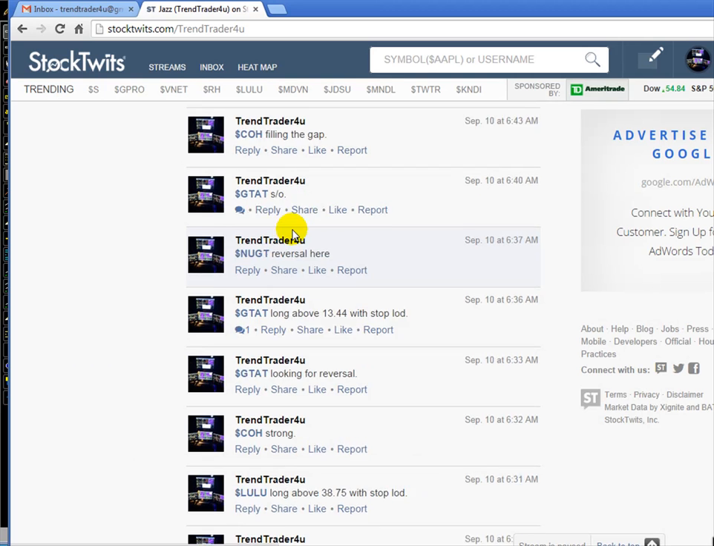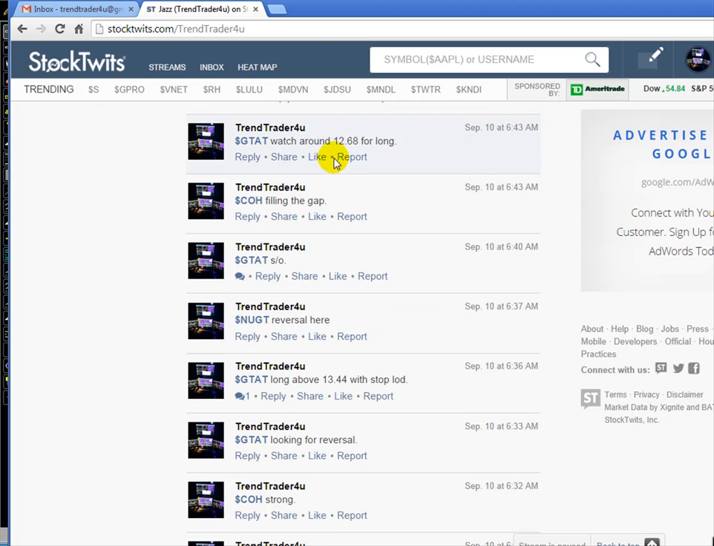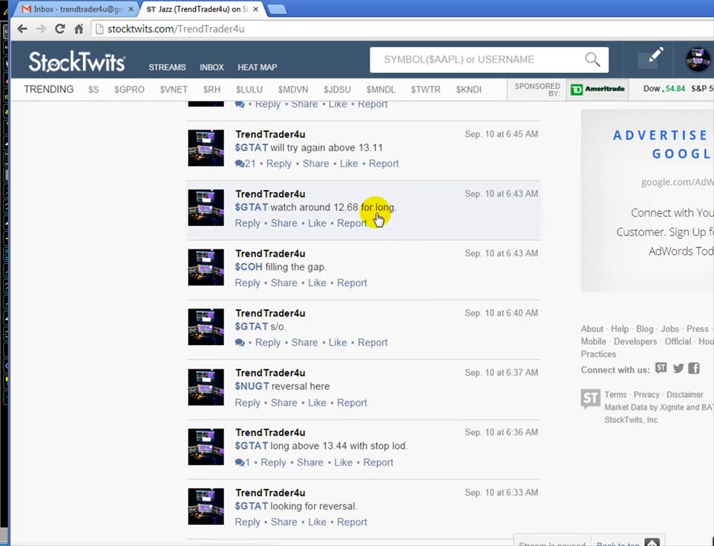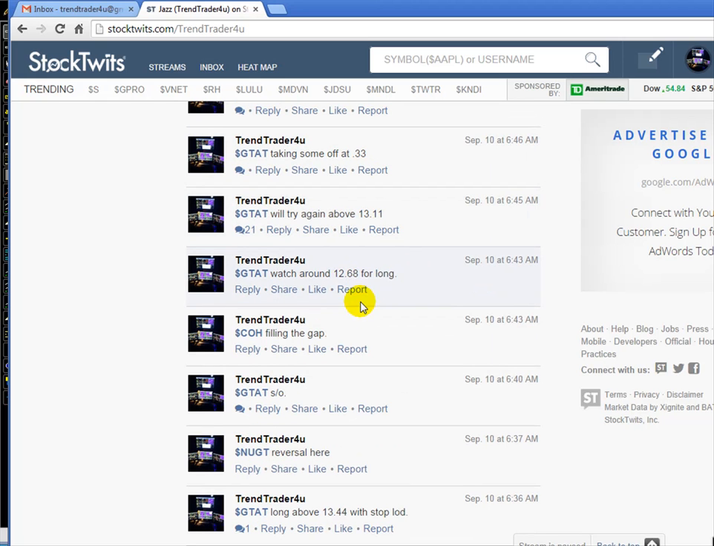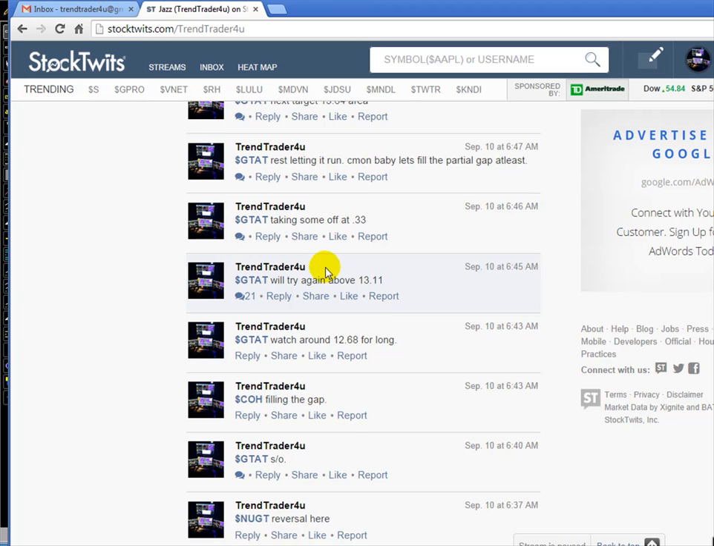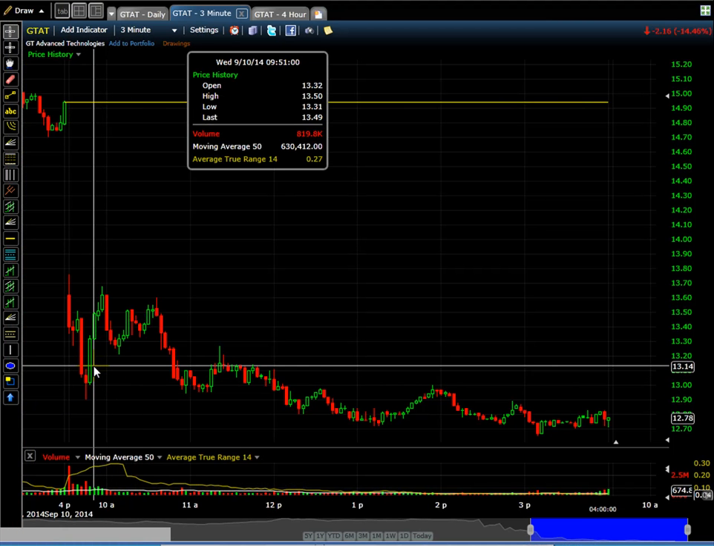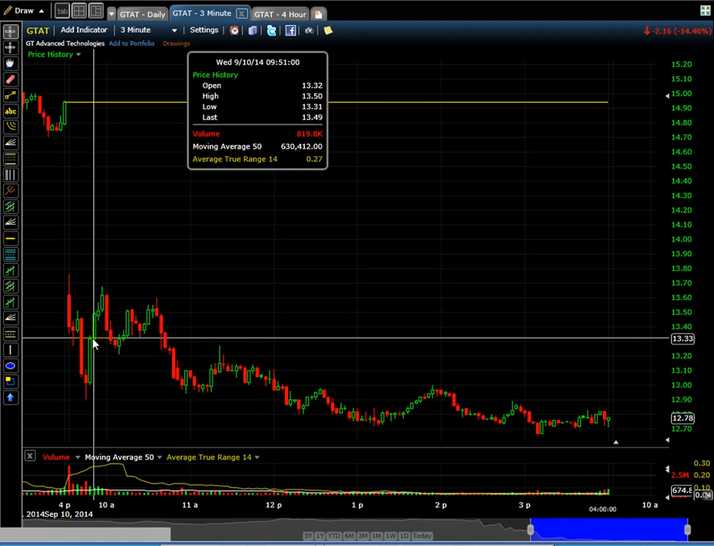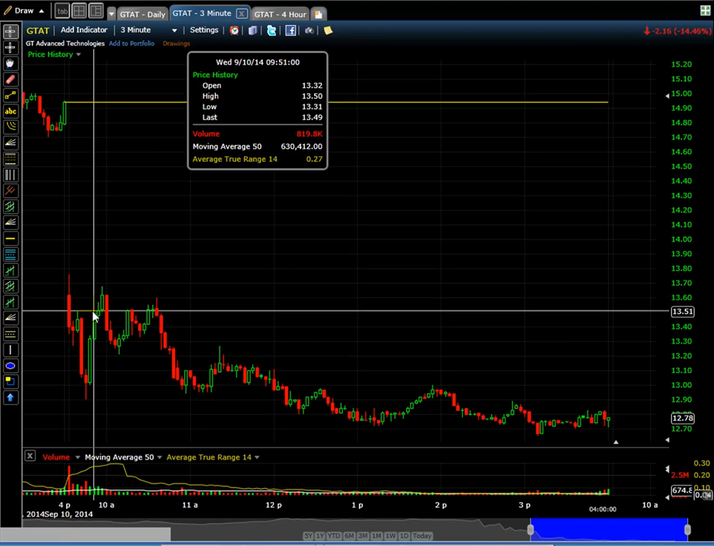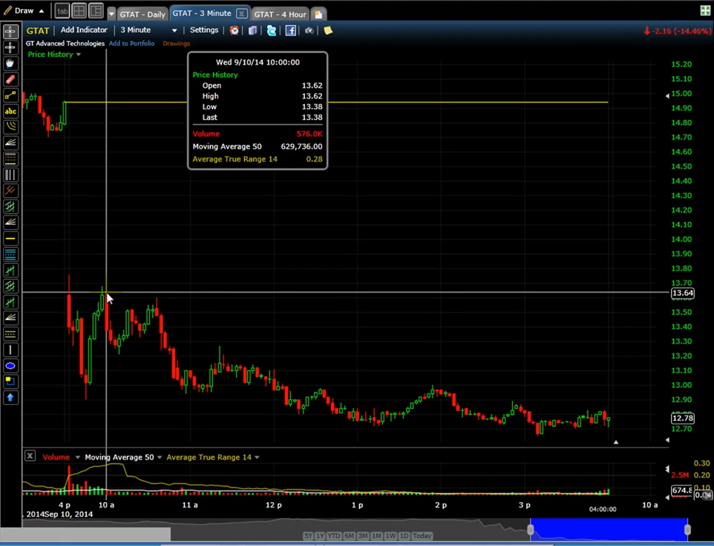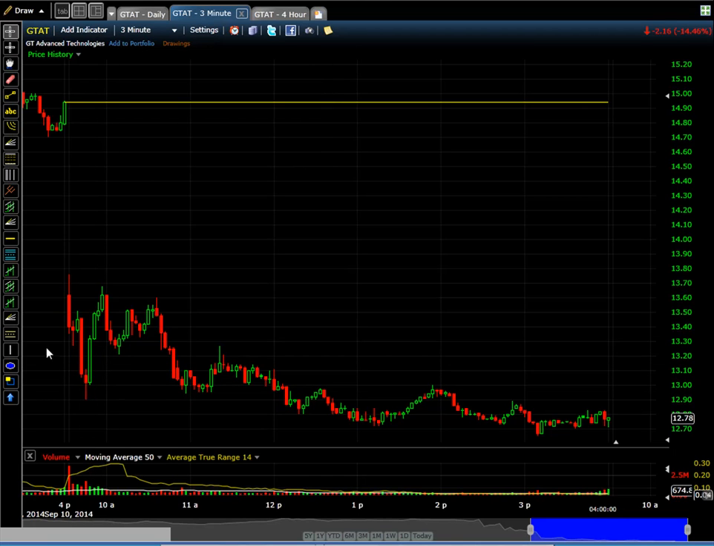Okay, so then I went back in and I looked at GTAT again. Watch for long around 1268. This was the better entry below, but then I had a better entry right around here. GTAT will try again at 1311. Okay, so let's see, 1311 right there. Long above 1311. Instantly it gave a quick pop. I took some off, and I also said I'm looking for targets about 1364, something like that, I believe. And look at this, small risk, high reward. This easily sucked up the loss on here.